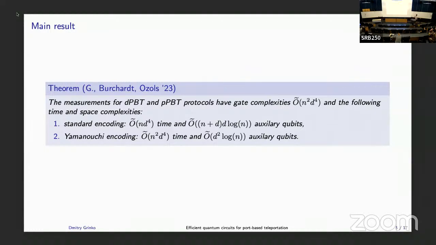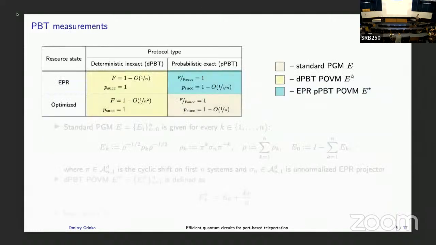You can have either standard encoding, which achieves actually a linear time, or linear depth, basically, but it has the cost of n log n additional auxiliary qubits, which you need to use. On the other hand, if you use Yamanouchi encoding, similar to what Adam had in his paper, you will have n squared time or depth complexity, but you will get rid of this n factor in the space complexity. You will only need log n auxiliary qubits. Okay, so this is the statement of the main result, and now let's dive into how we achieve this.